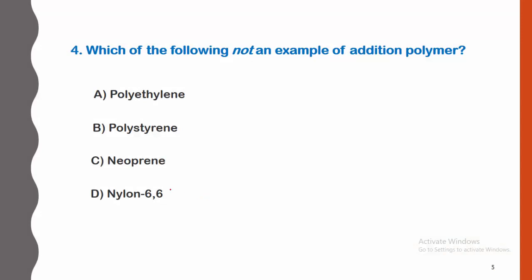Next, which of the following is not an example of addition polymer? Try to understand, not an example of addition polymer. Options: polyethylene, polystyrene, neoprene, and nylon 66. If you know the synthesis of all these polymers and by which polymerization takes place, the right answer of this question is option D, nylon 66, because nylon 66 is made by the condensation polymerization.